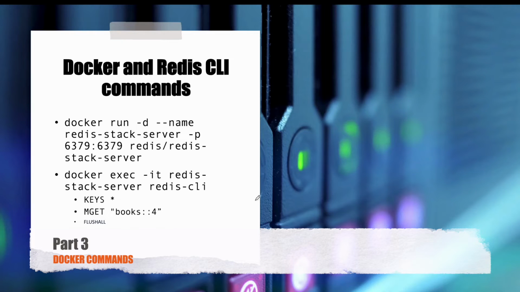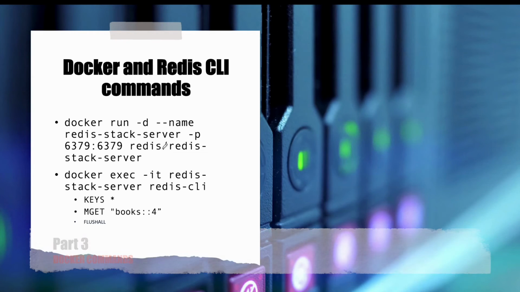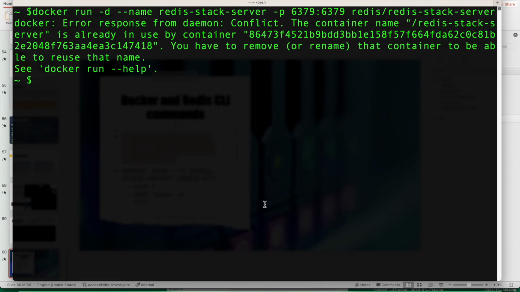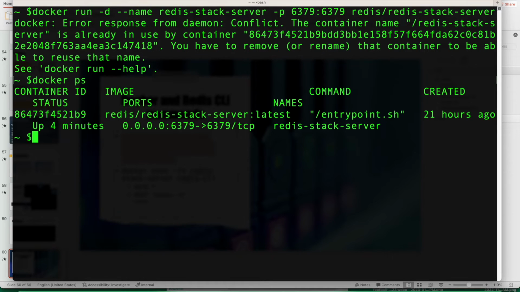These are the commands which shall be utilized for Docker. This one is for pulling the image from the container registry and running it locally, and this is the command for running the Redis CLI. For me it is already downloaded and running. Let me show you that. You see that it is already running, so it's okay.